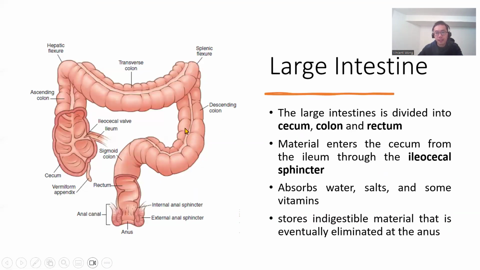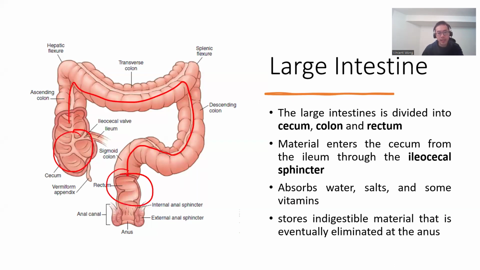All right, finally, last few slides. The large intestine contains the cecum, the colon, and the rectum. Okay, so there is a sphincter right here, the ileocecal sphincter, that prevents the material from moving backwards into the small intestine. The large intestine is primarily for absorbing water, salt, and some vitamins.